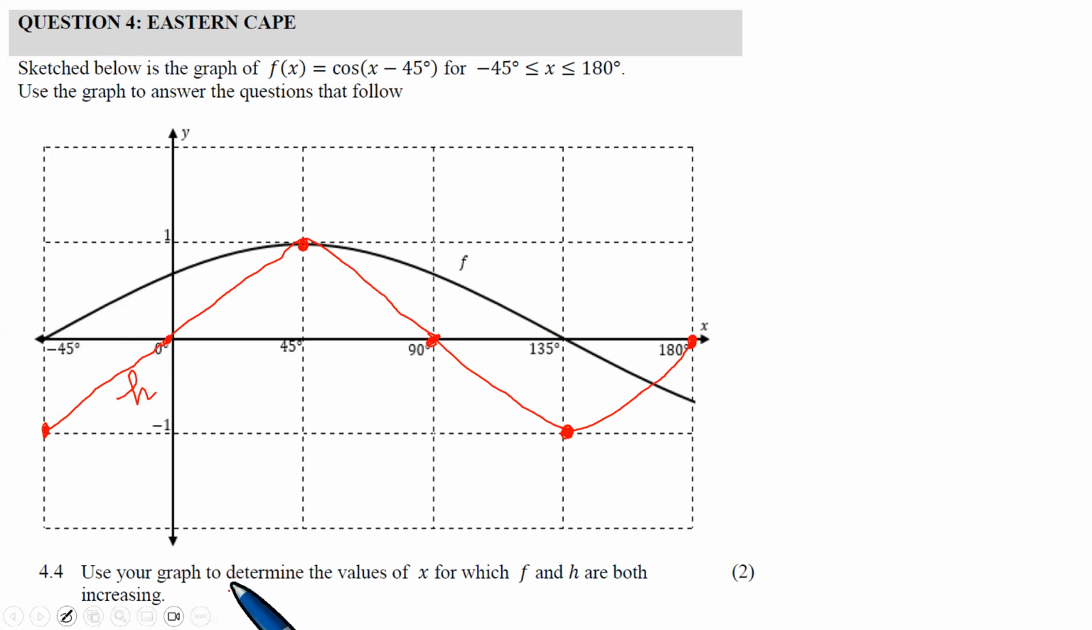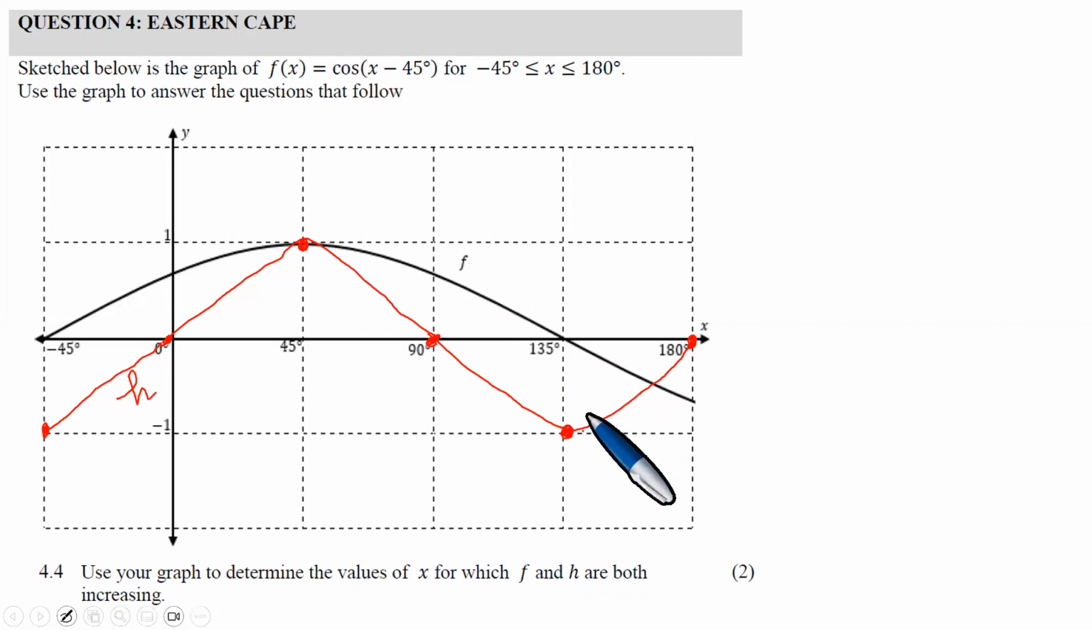Obviously the graphs have been drawn. We're interested in determining the values of x for which both of these are increasing. Increasing means that they're going up as x is increasing. So as x increases, this is going up, and this is going up. They are both going up. Then here, this one is going down, and this is also going down. But here, this one is going up, and this one is going down. So here, one is decreasing and the other is increasing.